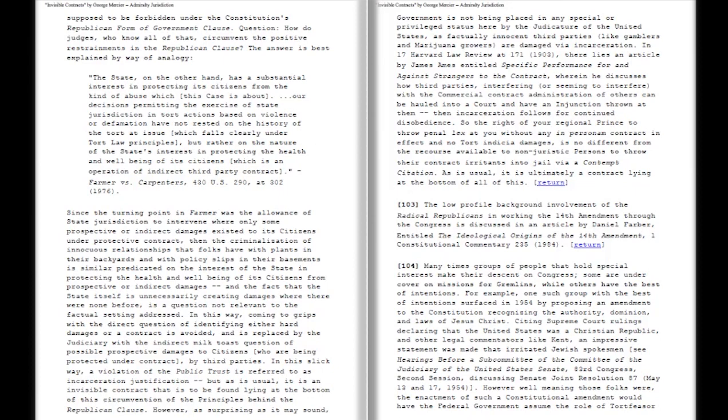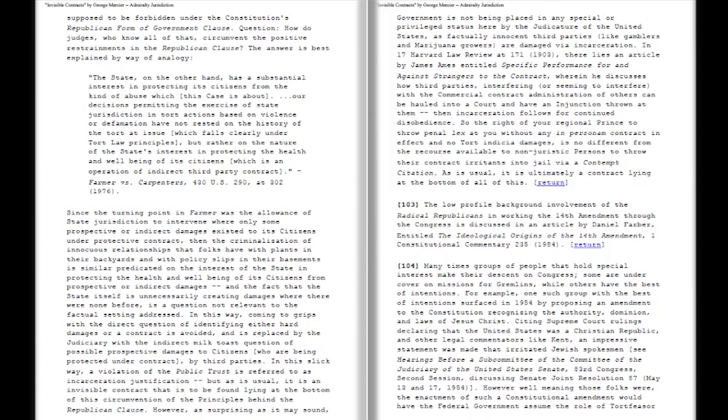Since the turning point in Farmer was the allowance of state jurisdiction to intervene where only some prospective or indirect damages existed to its citizens under protective contract, then the criminalization of innocuous relationships that folks have with plants in their backyards and with policy slips in their basements is similarly predicated on the interest of the state in protecting the health and well-being of its citizens from prospective or indirect damages, and the fact that the state itself is unnecessarily creating damages where there were none before is a question not relevant to the factual setting addressed. In this way, coming to grips with the direct question of identifying either hard damages or a contract is avoided, and is replaced by the judiciary with the indirect milquetoast question of possible prospective damages to citizens who are being protected under contract by third parties.